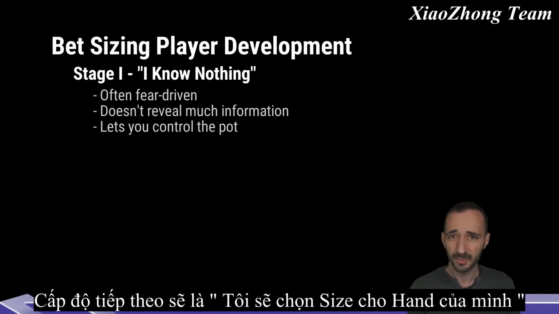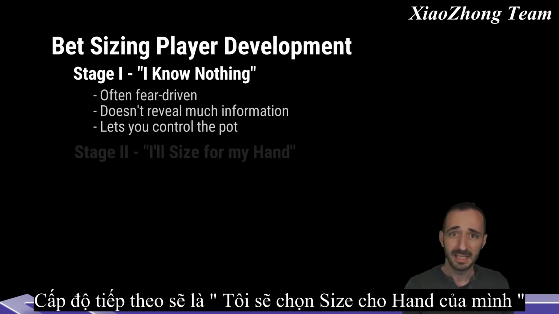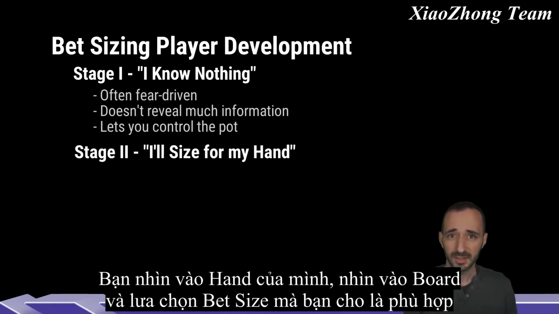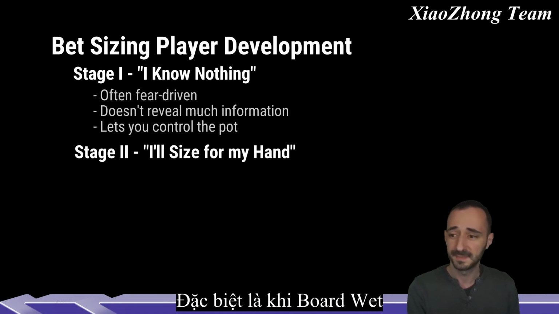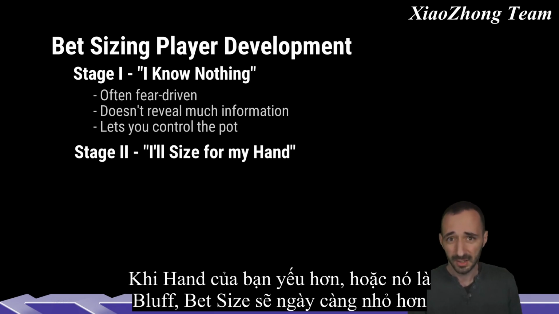Kind of next level, once you understand a bit more, is I'll size for my hand. You look at your hand and you look at the board and you pick a bet sizing that you think is appropriate. And very often, as your hand gets stronger and stronger, the bet size will get bigger and bigger, especially if the board is wet. And as your hand gets weaker, or if it's a bluff, the bet size will get smaller.